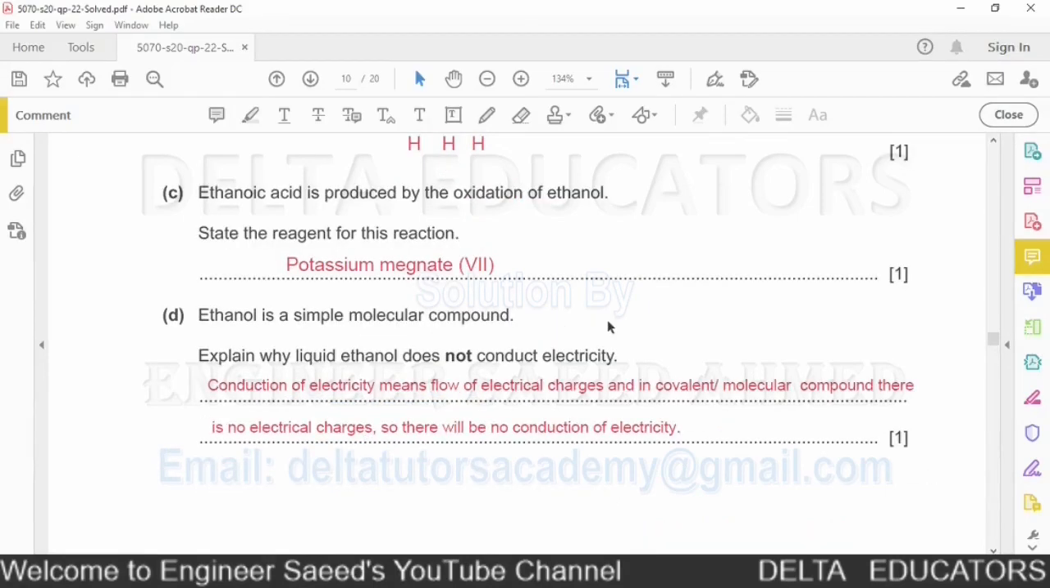Part D. Ethanol is a simple molecular compound. Explain why liquid ethanol does not conduct electricity. Electricity means flow of electrical charges, and in simple molecular compound or in covalent compound there are no electrical charges, so there will be no conduction of electricity. So in ethanol electricity is not conducted because of absence of negative and positive charges.